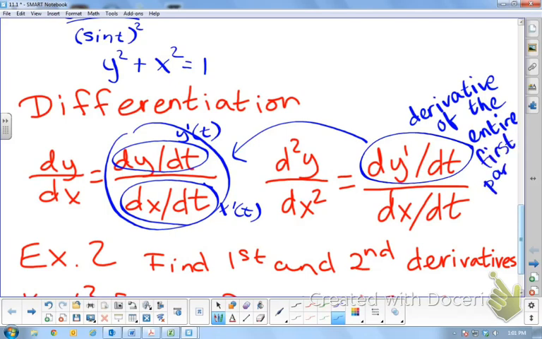Which means if you're dividing, you're probably going to have to do quotient rule to find this piece. And then we're going to divide by dx dt again. Again, not 100% sure why, but I know that's how you do it.